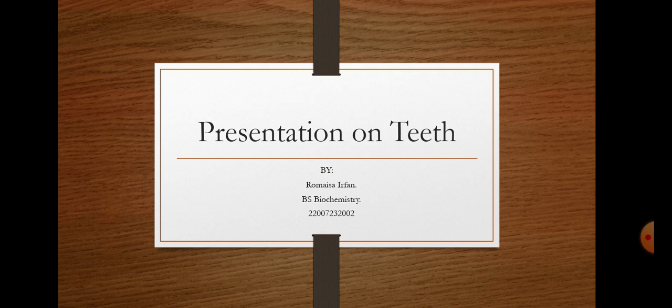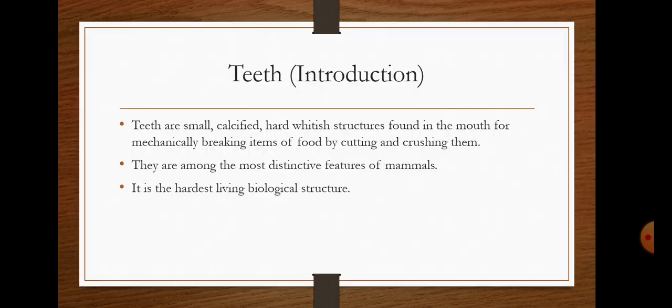Today, the topic of my presentation is teeth in the field of chemistry and medical sciences. Now, let's discuss teeth. Teeth are small, calcified, hard, white structures found in the mouth for mechanically breaking down items of food by cutting and crushing them. They are among the most distinctive features of mammals. It is the hardest living biological structure.